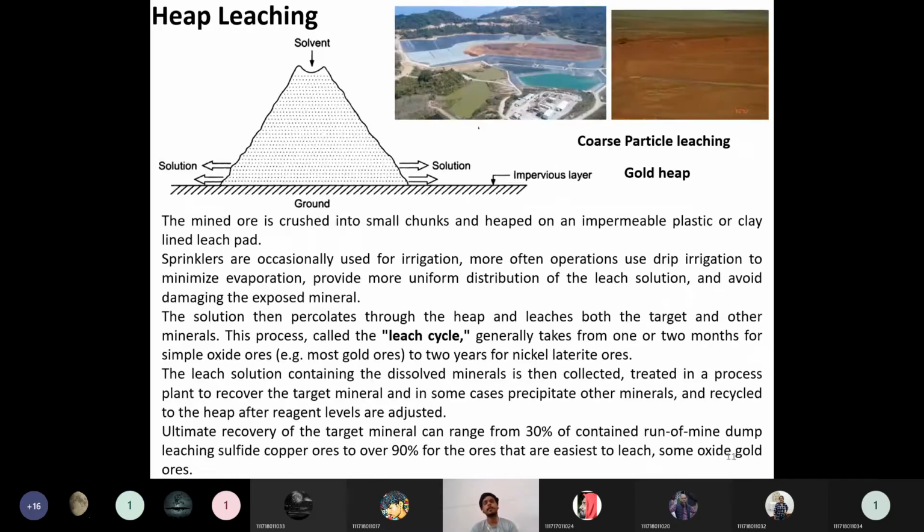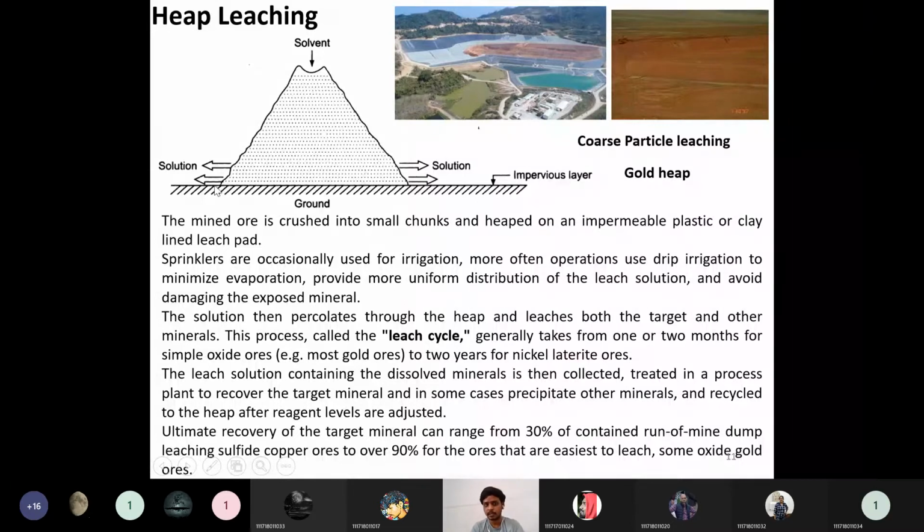And the next one is heap leaching. So this is also coarse particle leaching, which means very large lumps will be arranged in heaps on some impervious liner. If you see this one, heaps will be there. Heaps are nothing but the arrangement of crushed ores over an impervious layer, some plastic or something through which the solvent cannot be injected or cannot pass. That is called an impervious layer.